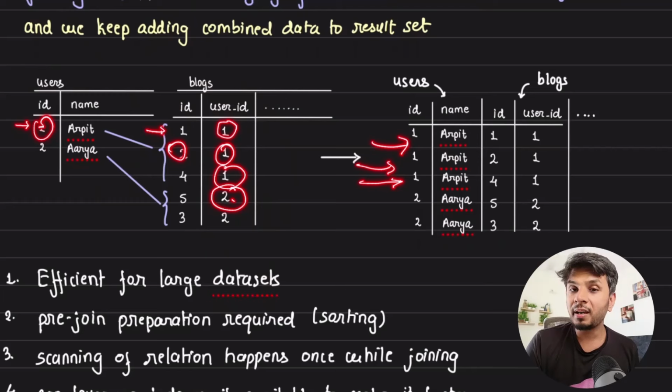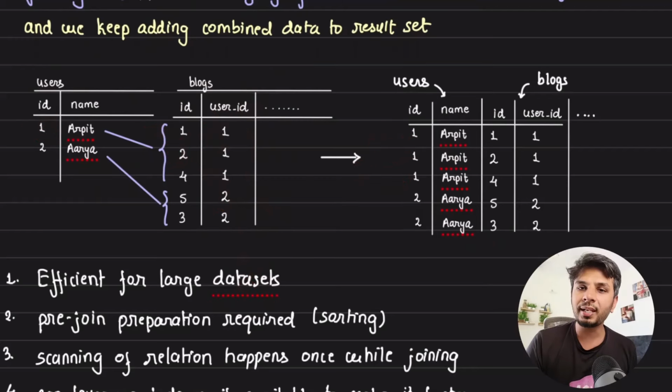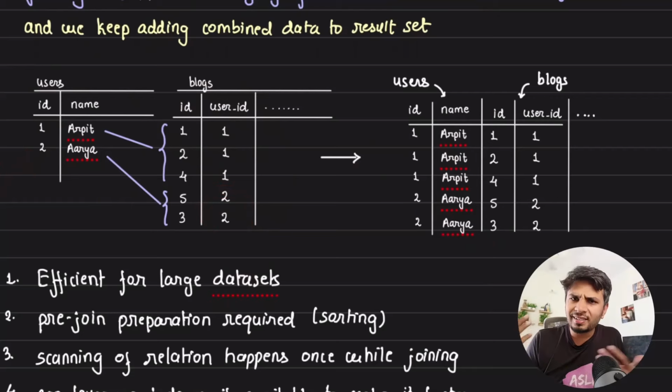But given that I have sorted this table, all the possible rows with user ID equal to 1 would have been grouped. I know there is no other user ID equal to 1 in subsequent rows. So I can be very assured that I'm done processing all the user IDs equal to 1 from both the tables. So now I'll go to the next step, go to the second row and match the subsequent rows from there. It's literally joining of two sorted arrays.